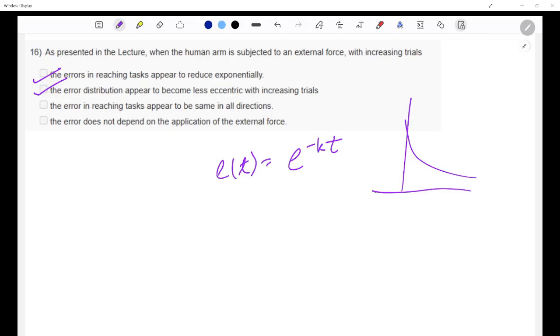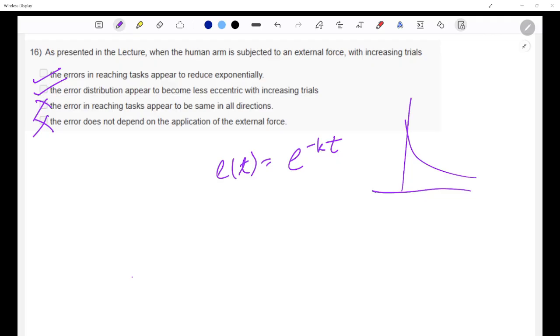For option C, the errors appear to be same in all the directions. At the beginning, this is not true. The disturbance produces directional errors. Thus, errors are anisotropic. So, this is incorrect. And the last option is error does not depend on external force. This is clearly false. Without the external force, the reaching trajectory would be correct. So, the error occurs because of this force field only. So, this is also incorrect.